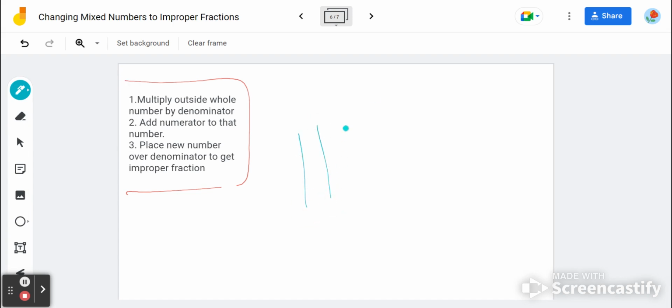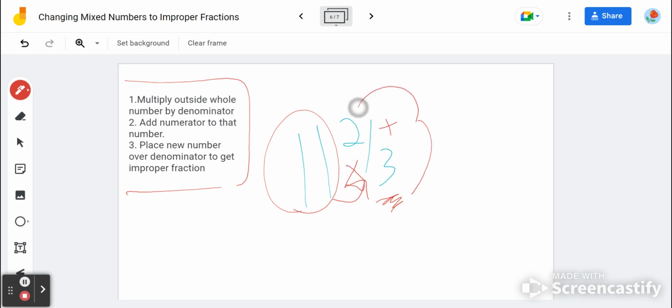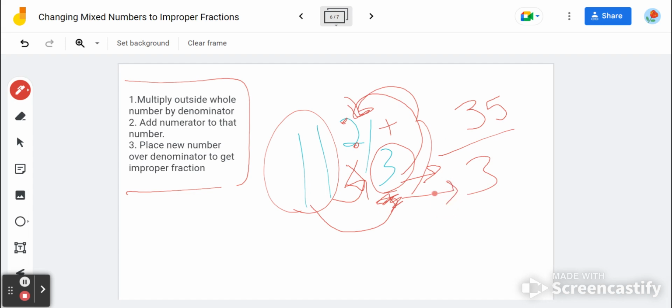So for example, if we have 11 2/3, we're going to follow our steps. We're going to multiply the outside number times our denominator, add our numerator, and then keep our denominator. So 11 times 3 is 33, plus 2, 34, 35. Keep your denominator. So outside times the denominator, add the numerator, keep your denominator.